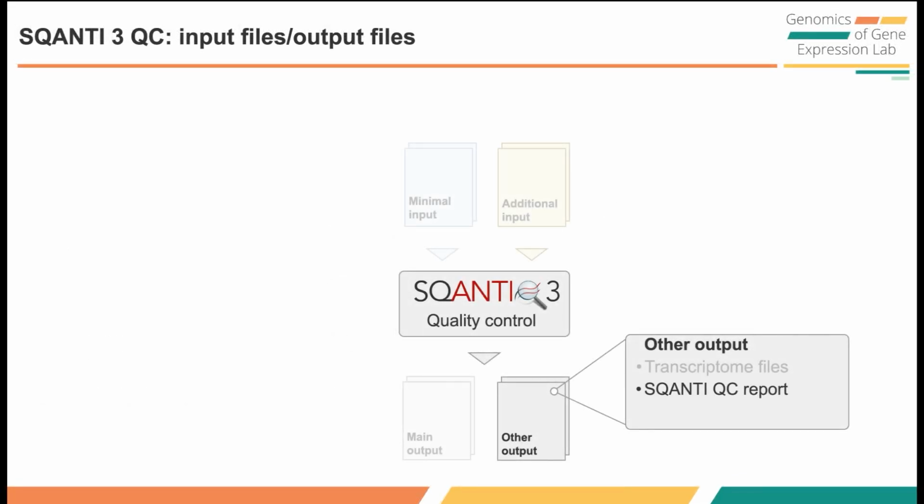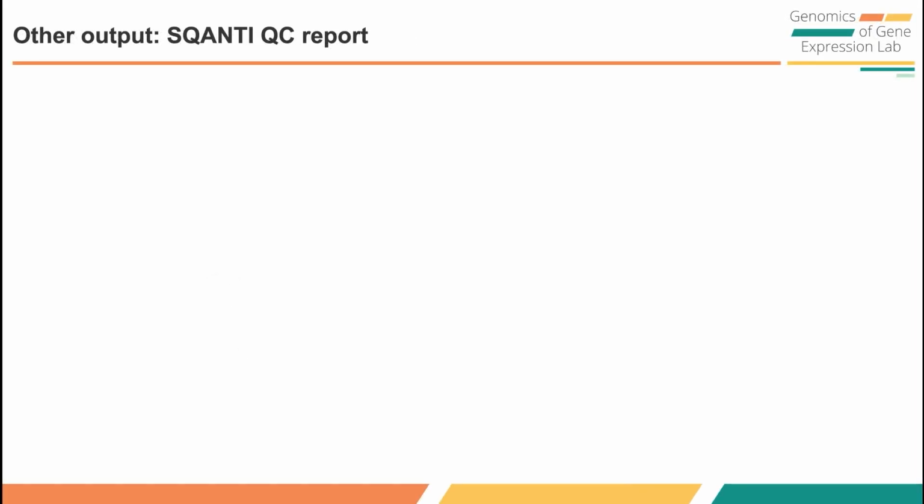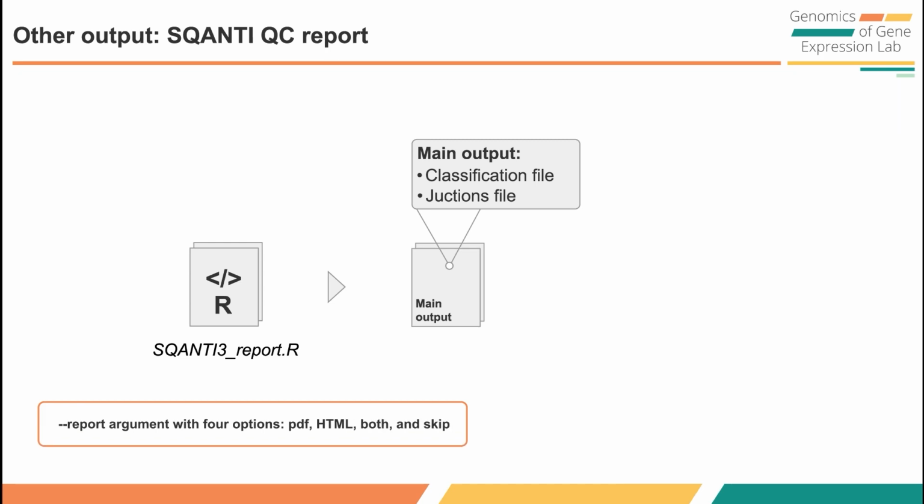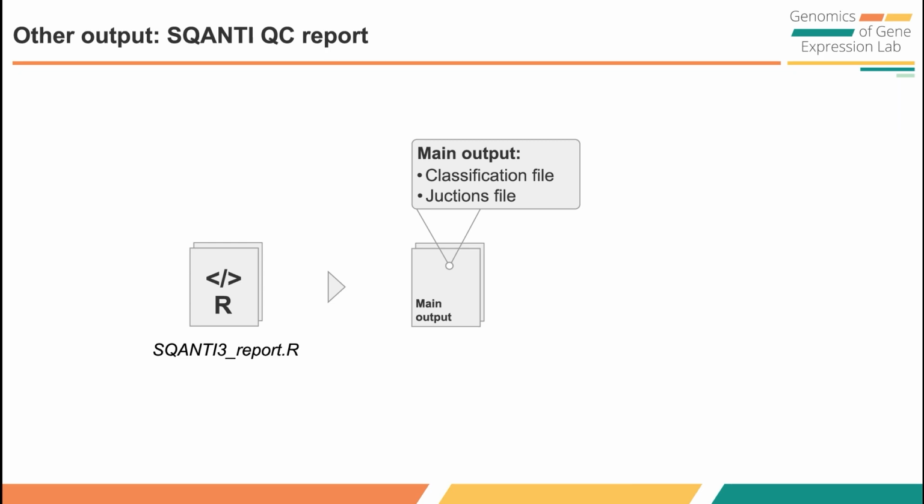The SQANTI QC report is generated by the SQANTI3_report.R script, which takes the classification and junctions files from the SQANTI QC main output. The report includes over 150 plots. Therefore, to ease interpretation, we recently implemented the report argument with 4 options: PDF, HTML, both, and skip. This means that the report can be created as an interactive HTML document.